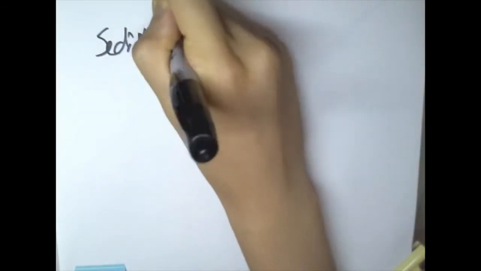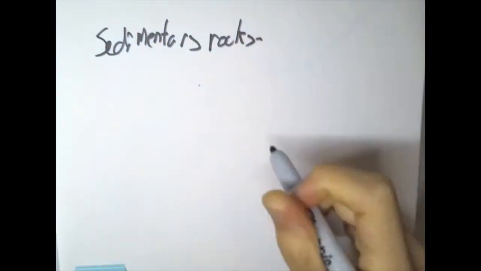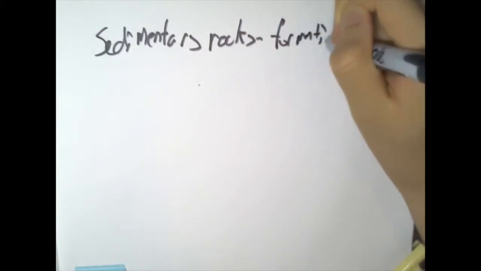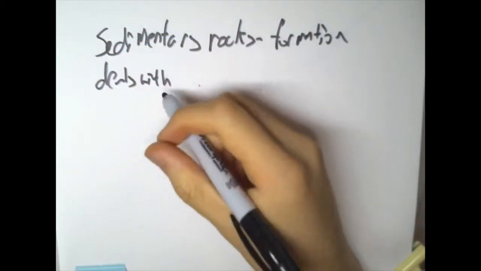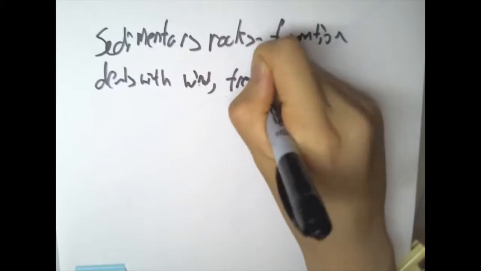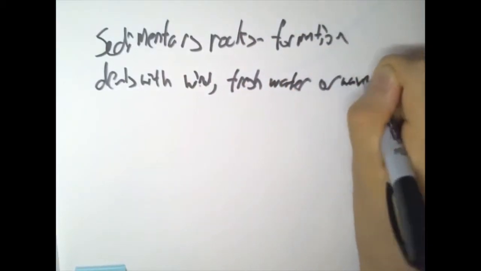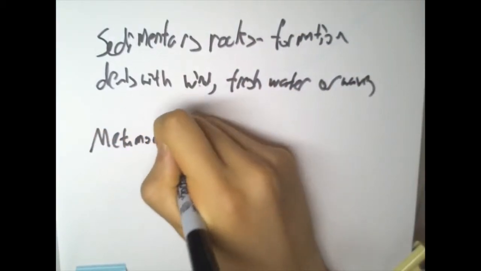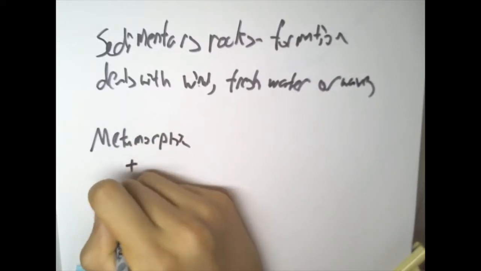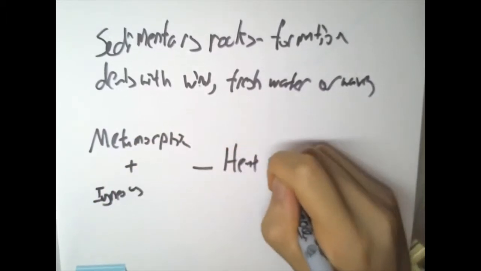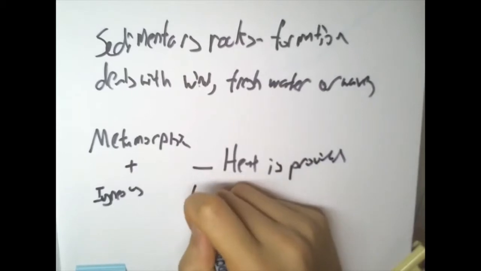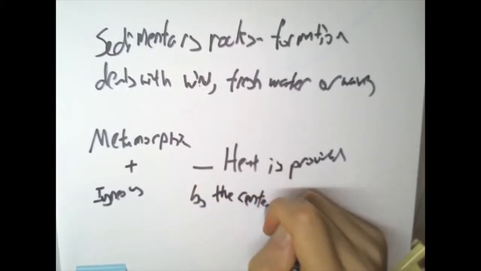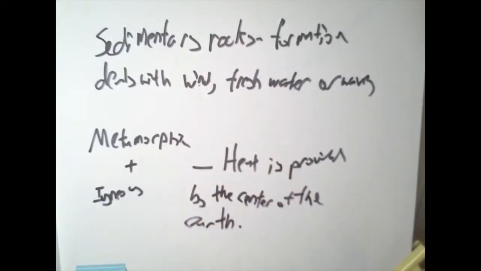Sedimentary rocks are usually formed by either wind or fresh water. As you may remember, both of these are very directly connected. On the other hand, igneous and metamorphic rocks are formed from the energy from the earth, either from the cooling down of the core or the decay of the isotopes in the crust.